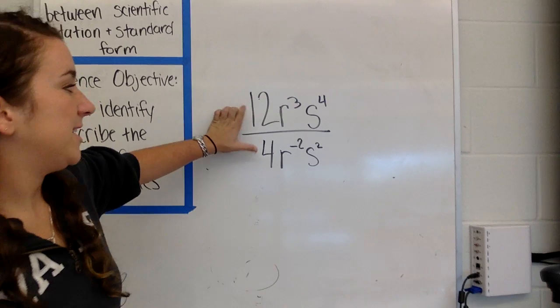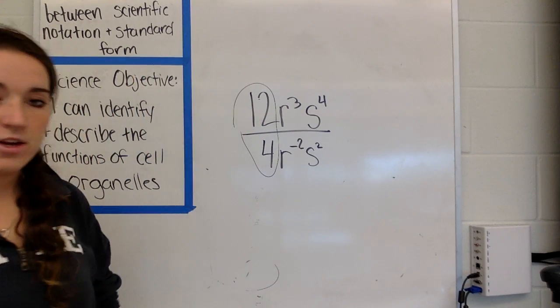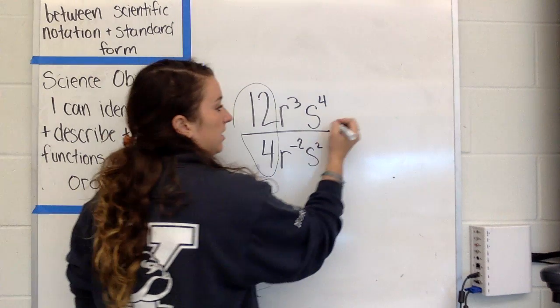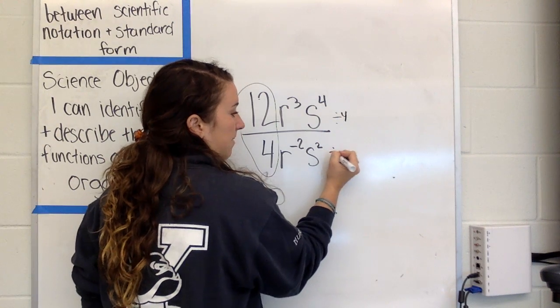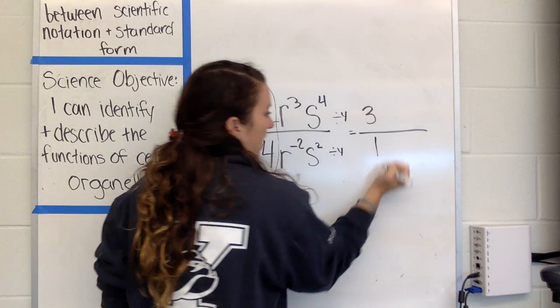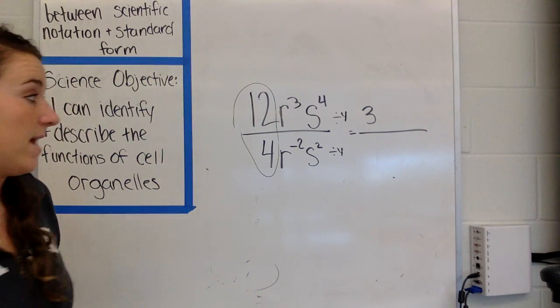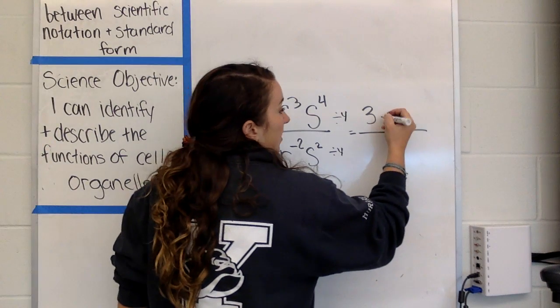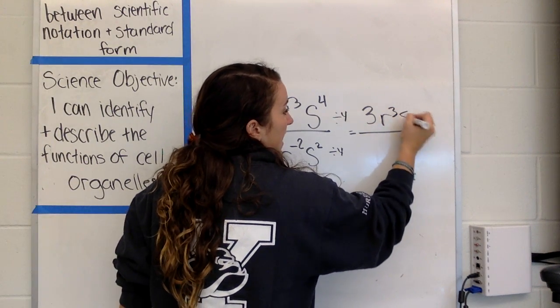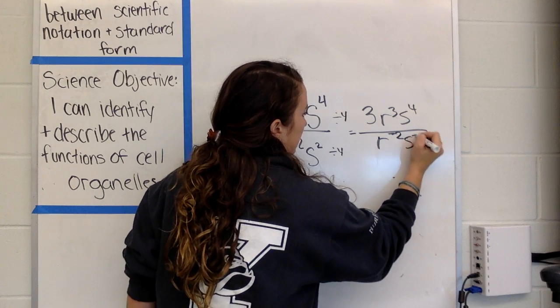All right, for this one, we start by simplifying our coefficients up front. 12 divided by 4, I can divide by 4 on top and on the bottom. I'll get 3 over 1. I can just erase that 1 because it's the same as just 3 in my numerator. Then I'll have r cubed s to the 4th, r to the negative 2nd, s squared.